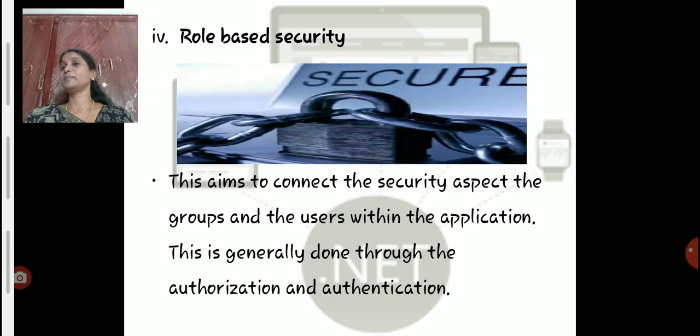Then this is role-based security. Role-based security is based on the user who is using. For example, if someone who is authorized comes in, he can be given the whole security. If someone who is anonymous comes in, he will be given only read access. He can only view, he can only read the topic, read the content. He cannot write it. So that is called role-based security.